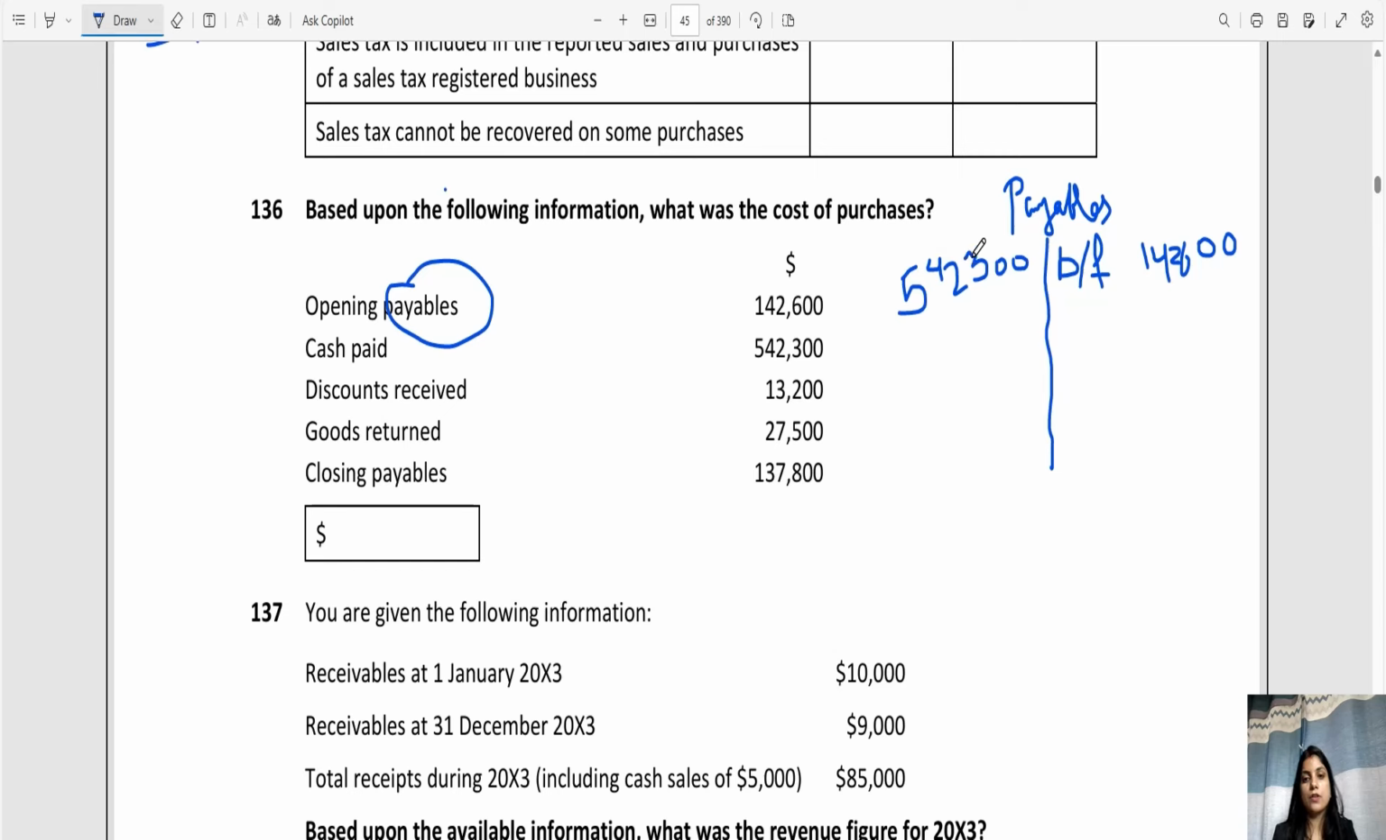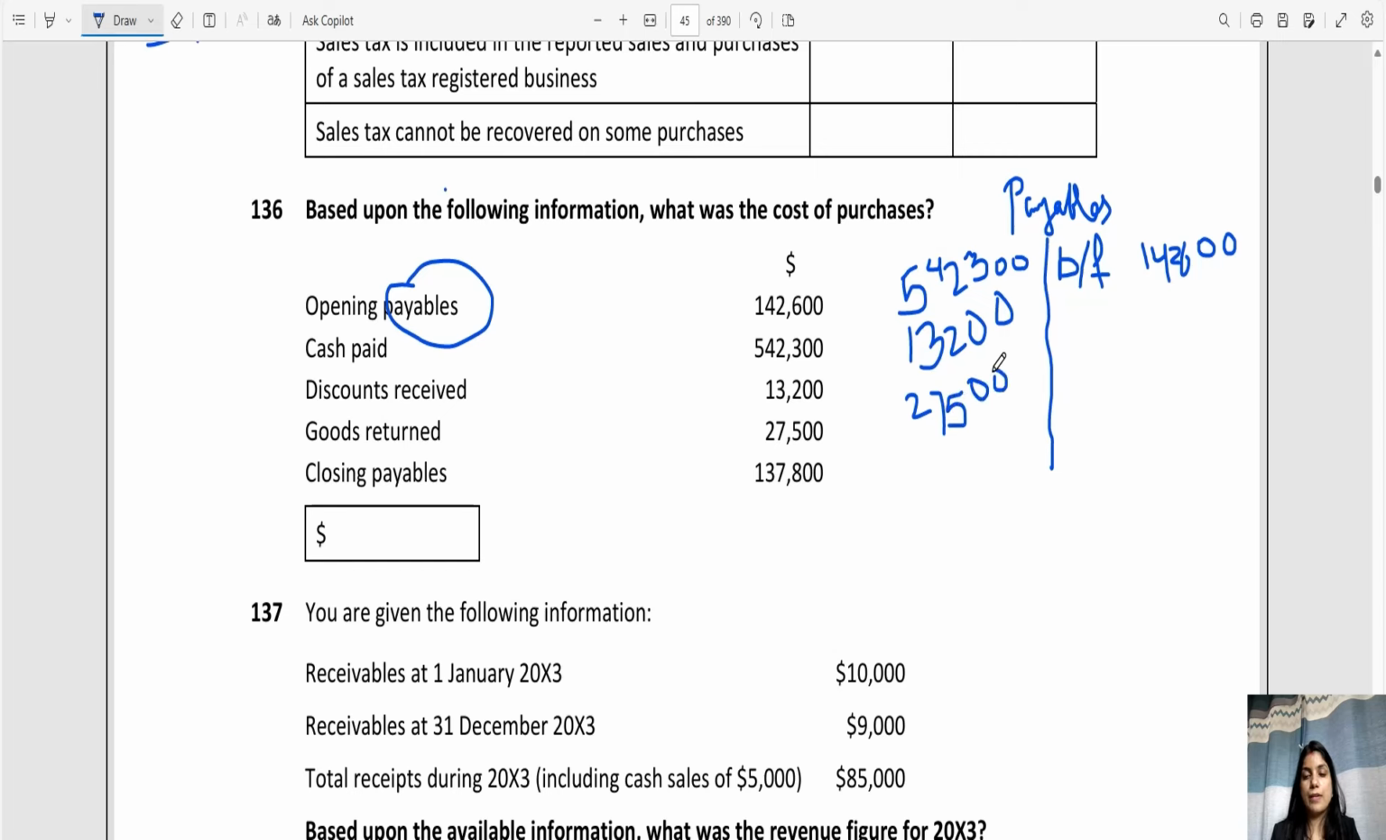Okay, so now discount received. If you are paying certain cash early, in that case you might receive a discount, and that will also reduce the payable balance. So it should be posted on the debit side. So 13,200. And next we have goods return. If we found certain goods defective and we have returned them to our supplier, in that case the payable balance will reduce further. So the amount will be 27,500.